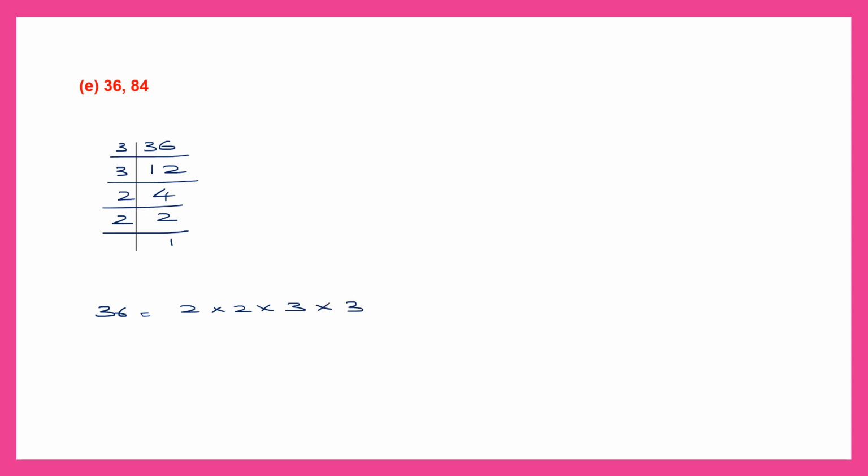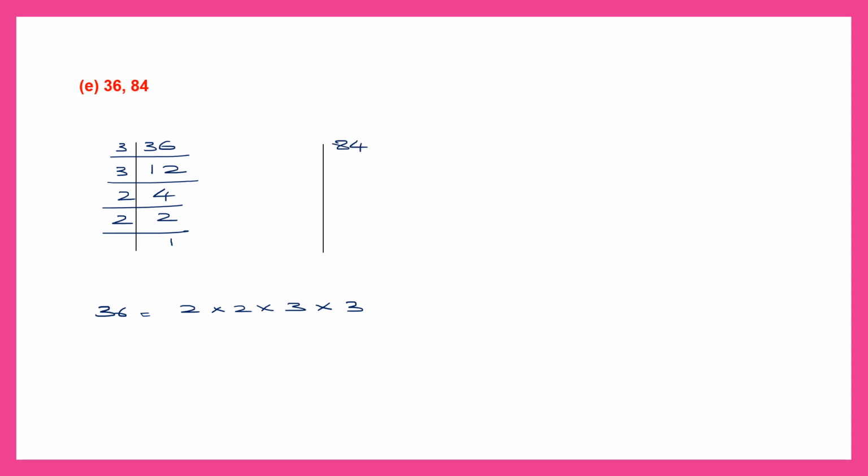Next one, we have 36 and 84. So let's find the prime factors of 36 first. So let's write that 36. We can begin with 3 here. 3 ones are 3, 3 twos are 6. Continue again with 3. 3 fours are 12. Now I can use 2. 2 twos are 4. Again 2. 2 ones are 2. So the prime factors of 36 will be starting with 2. 2 into 2 and then 3 into 3.